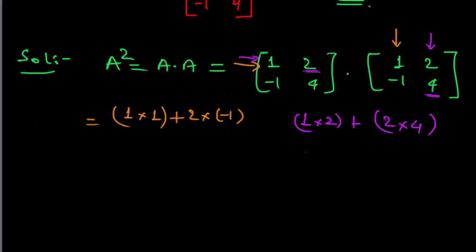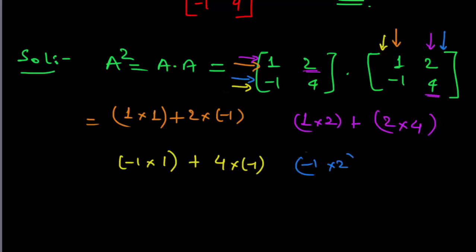Again, now take the second row and first column. So you will have minus 1 multiplied with 1 plus 4 multiplied with minus 1. Now take the second row and second column. So minus 1 is multiplied with 2 and 4 is multiplied with 4.